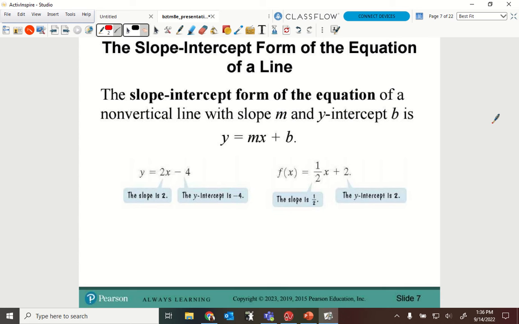So we have the m, which is the number in front of the x. It's always the number in front of the x. It's not the x. So the x is not the slope. It's the number in front of the x. Thank you. Now the next one is going to be b.